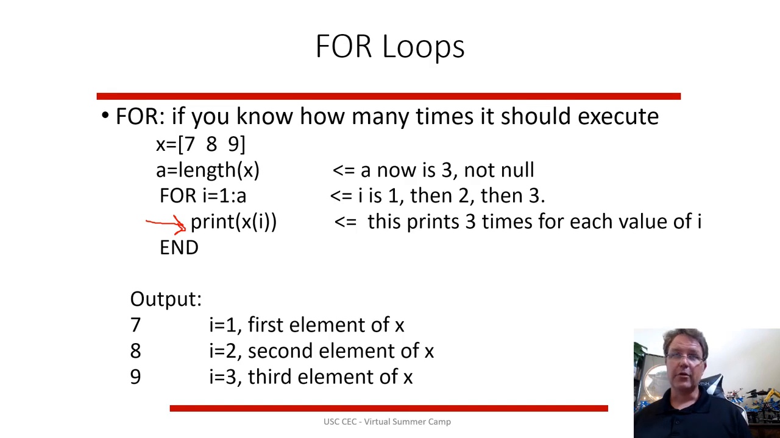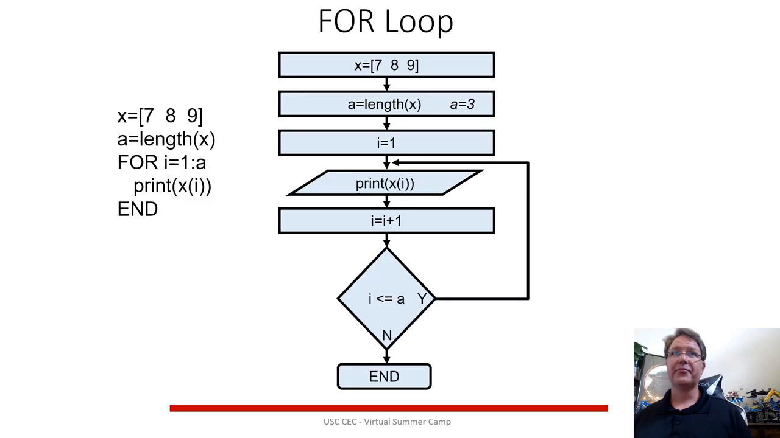So it loops through, you know how many times to do it, and it does one thing every time for 3 values. The variable I changes from 1 to 2 to 3, and this is how it's counted. A for loop might look like this in a graphical representation.